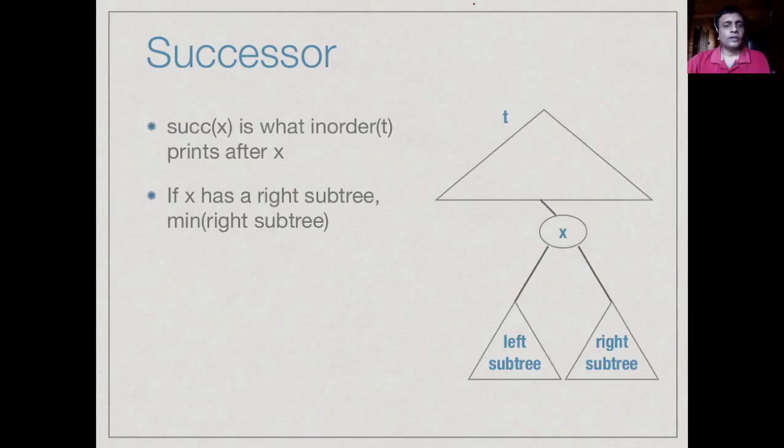So we know the way that in-order works: it prints the left subtree, then it prints x, then it prints the right subtree. So if we want the one that comes immediately after x, it will be the first value here, the smallest value in the right subtree. In other words, the minimum of the right subtree, and we already know how to compute the minimum of a tree. But there could be a possibility that we want the successor of a value which doesn't have a right subtree. Then what do we do?